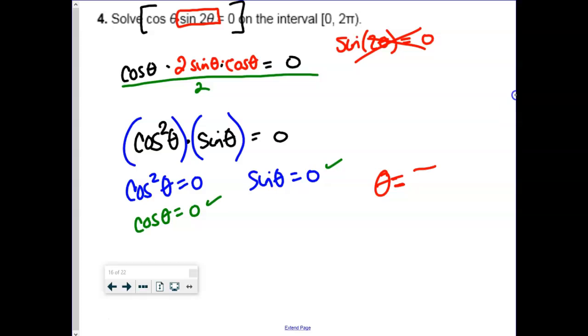0. Yes. Pi over 2. Yes, I can't erase. Hold on. 0, pi over 2, pi, and 3 pi over 2.